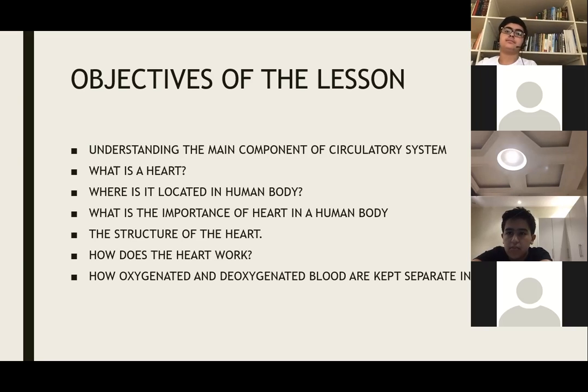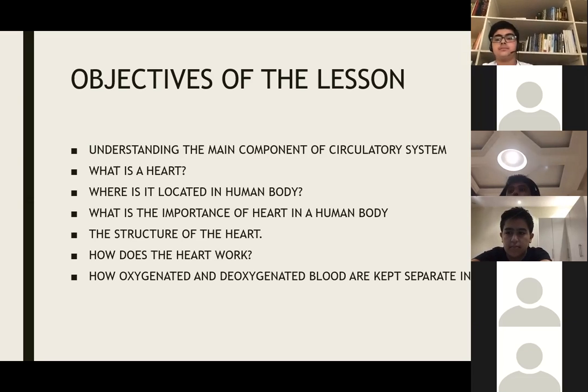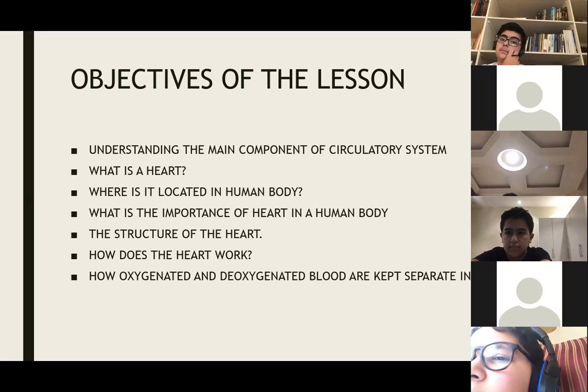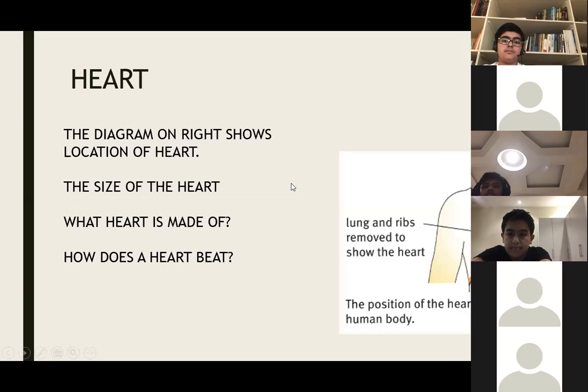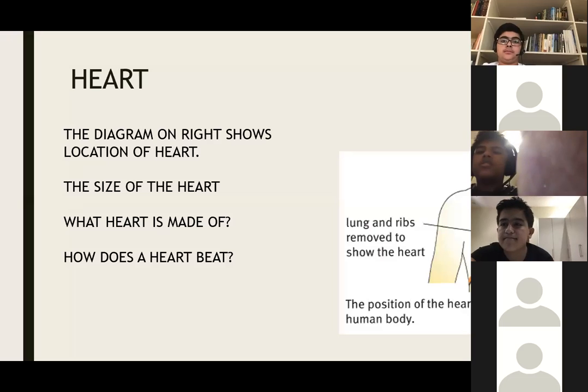Objective of the lesson. Understand the main component of the circulatory system. What is the heart? Where is it located in the human body? What is the importance of the heart in the human body? The structure of the heart. How does the heart work? How oxygenated and deoxygenated blood are kept separate in the heart. All right. So these are the objectives, and let's see what Khalid can explain from this slide.